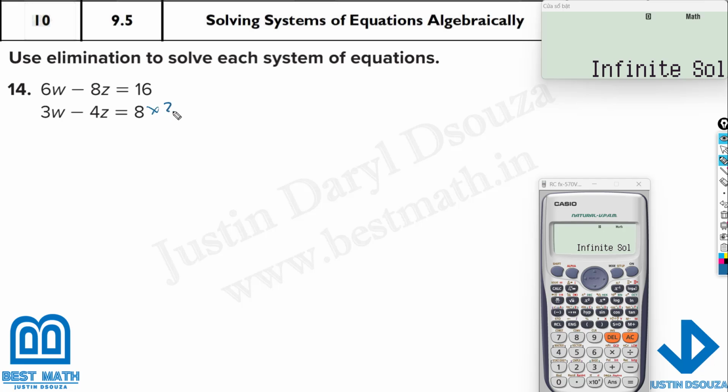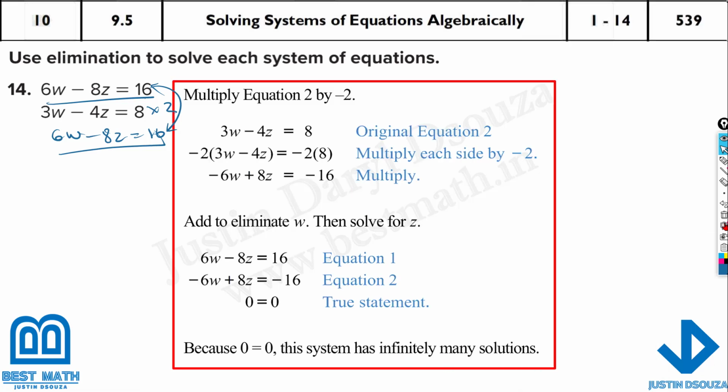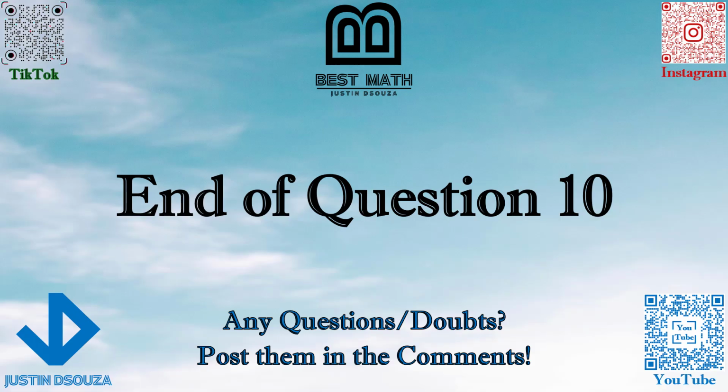Here I'll just multiply it by 2. It'll be 6w minus 8z equals 16. It matches exactly with the first equation. So yes, it's the same line or the same equation we are dealing with. So there are infinite solutions. As you can see, it's over here. That is the end of this question.